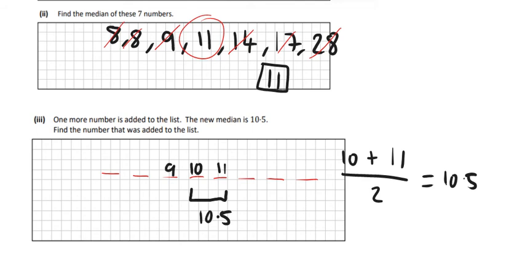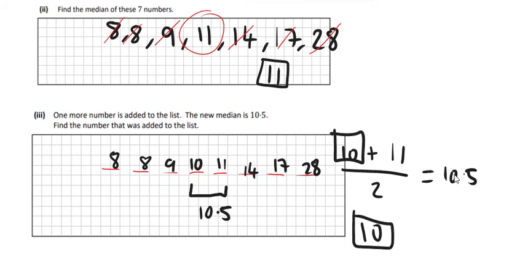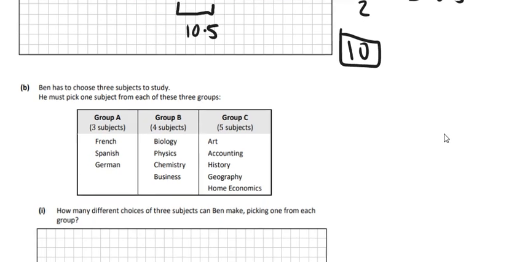So then you still have your 9, your 8, and your 8 there. And then you've got your 14, 17, and 28. So now it works out. That's the only possible way it could be to make the median 10.5. So the answer is 10. Part B then.